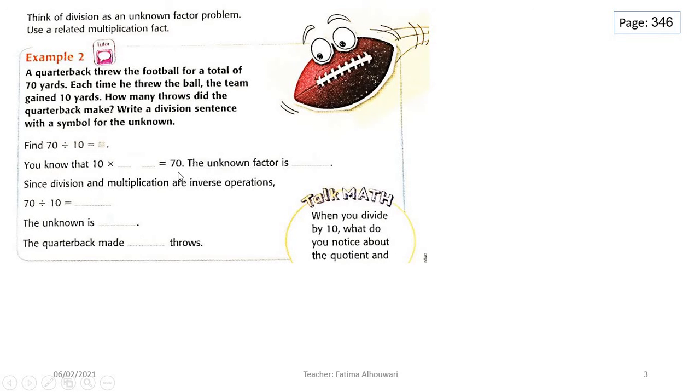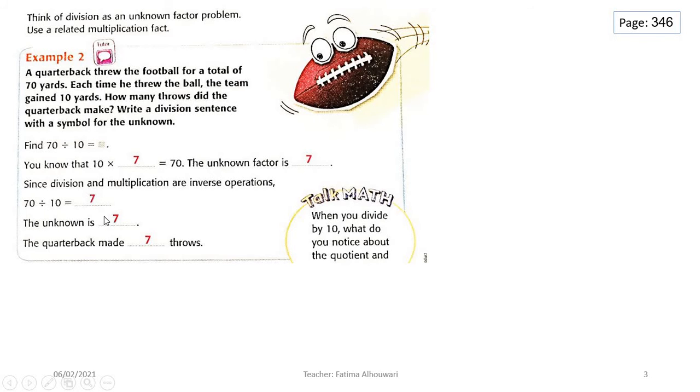You know that 10 times 7 equals 70. So the unknown factor is 7. Since division and multiplication are inverse operations, 70 divided by 10 equals 7. So the unknown is 7. The quarterback made 7 throws.